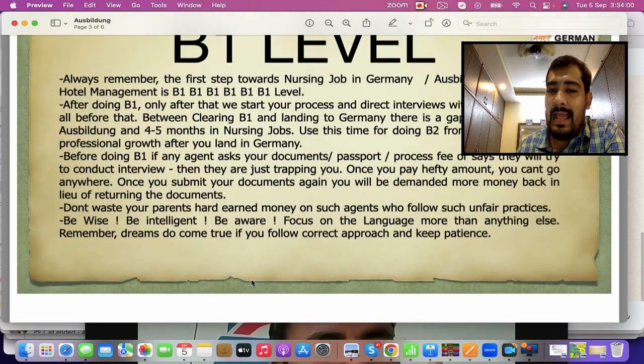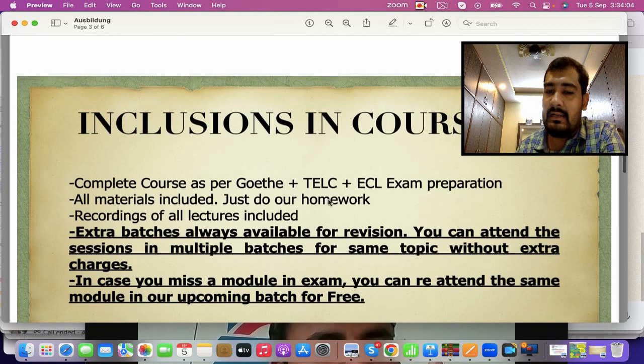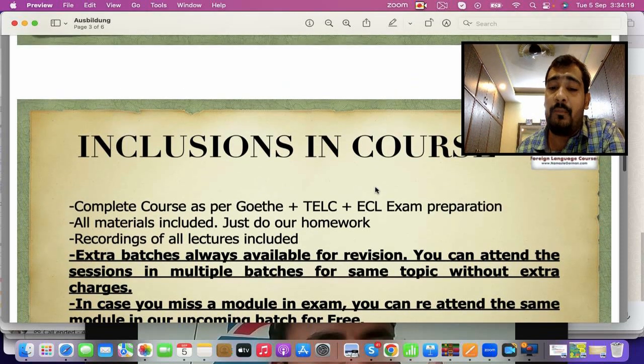Now, as far as the language trainings are concerned, most of you already know, right? Our course is exactly as per the Goethe, TELC and ECL exam preparation. Everything is covered in the course. All the 3 exams, multiple mock papers, over 50 papers you will be solving before you write the B1 exam. Goethe also, TELC also, ECL also. Now I'll tell you the reason behind that. Why do we make you practice so many papers of different exams?